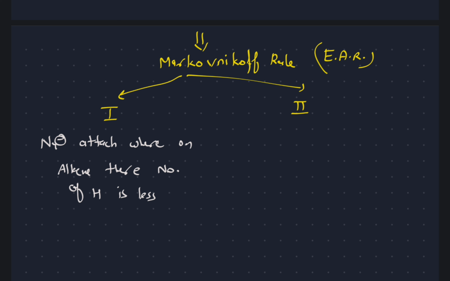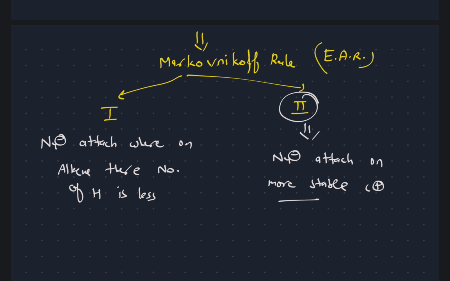So the second rule says the nucleophile attaches on the more stable carbocation. This is a very simple rule, and universally we follow it in electrophilic addition reactions.